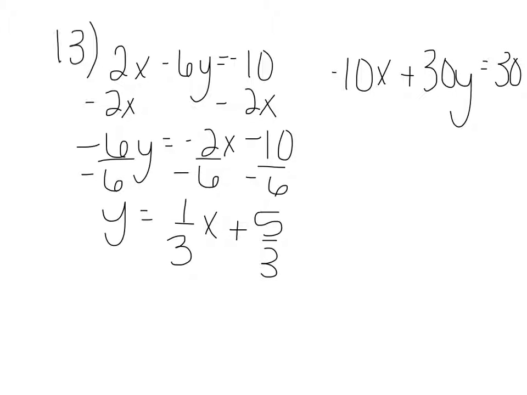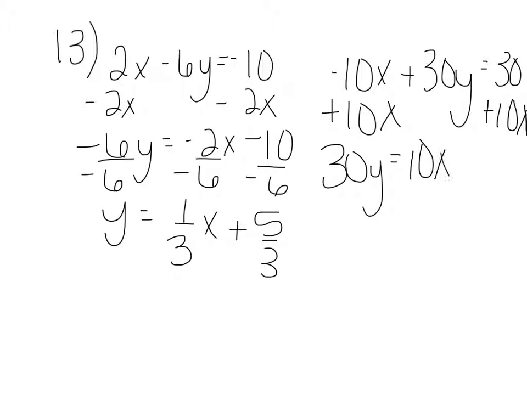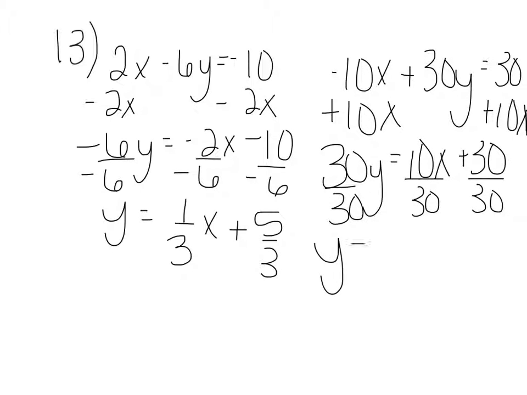And then I'm going to check the next one, and it has negative 10x plus 30y is equal to 30. And so then I'm going to add 10x first, to get it in slope-intercept form, again, that's the goal. So I have 30y is equal to 10x minus 30, plus 30. Divide both sides, all three terms by 30. And I get y is equal to 1/3 x plus 1.